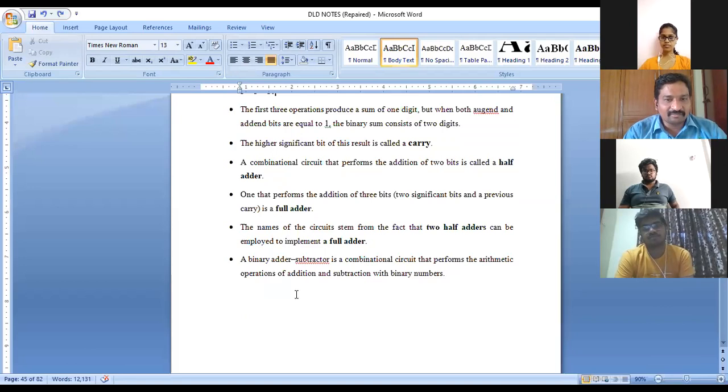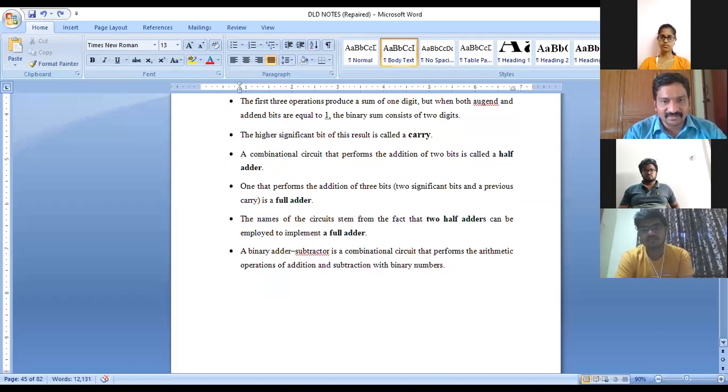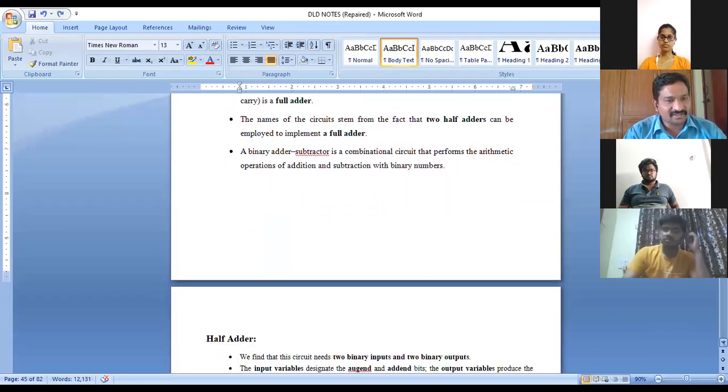The binary adder as well as the binary subtractor is a common circuit that performs the arithmetic operations of addition as well as subtraction with binary numbers only. Next, we'll see the half adder.